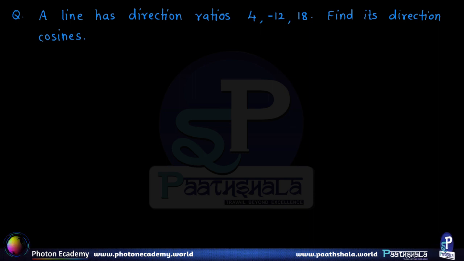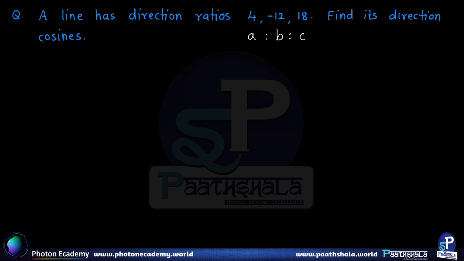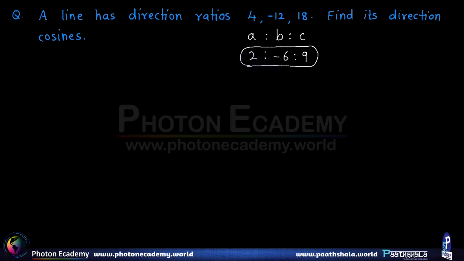Alright, now here in this question it's given that a line has direction ratios 4, minus 12 and 18. Find its direction cosines. So we know that whatever has been given to us is a, b, c, correct? Now we observe that from these numbers we can even cut down the factor of 2, isn't it? So 4, minus 12, 18 is essentially same as 2, minus 6 and 9. You see, the calculations will not affect the final answer even if we use the other values of direction ratios.